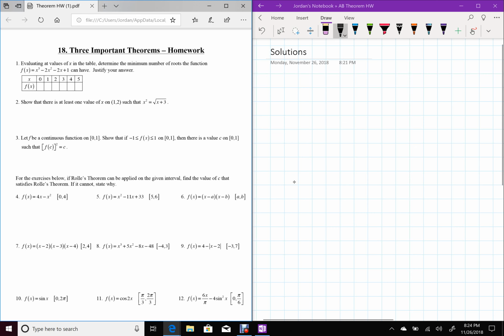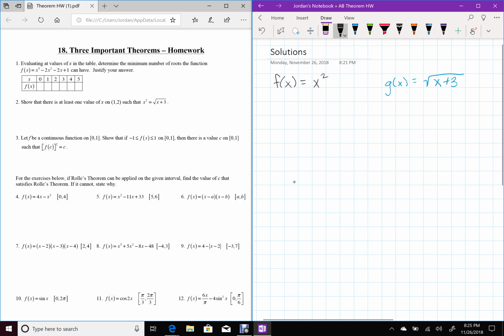We're going to be looking at number 2 right here. So we want to show that there's at least one value of x on the interval from 1 to 2 such that those two functions are equal to each other. So if I look at f of x being equal to x squared, and choose a different color, g of x being equal to the square root of x plus 3.